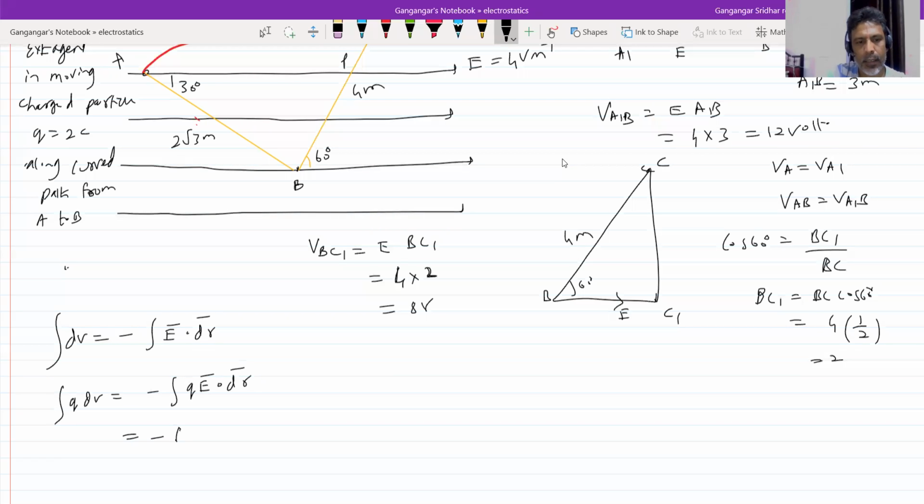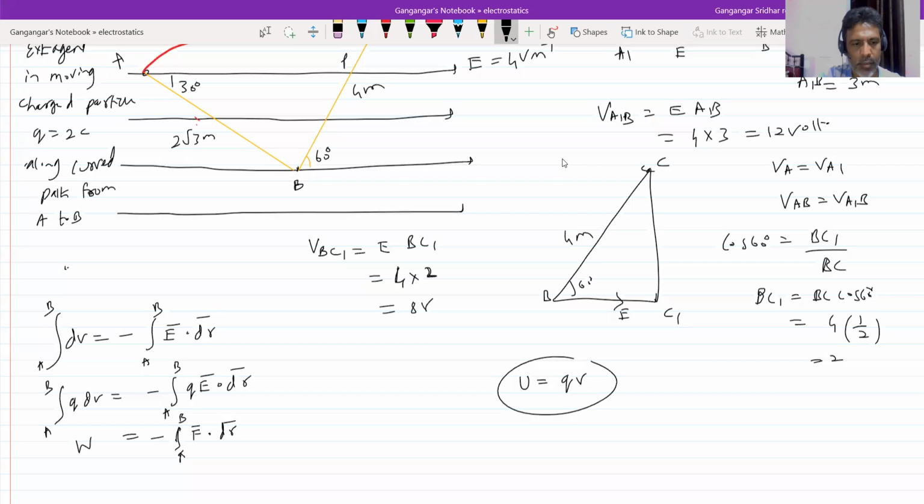So what is that Q into E? Q into E should be the force, no? And Q into dV. What is the basic definition? We brought the expression for potential energy. Can you remember? Interaction potential of a charged body. So what should this Q into B be? This should be the work done. Work done in moving a charged particle from A to B by electrostatic force.